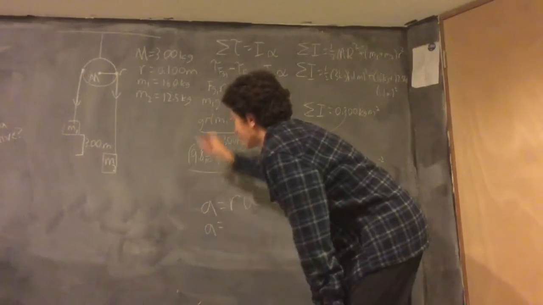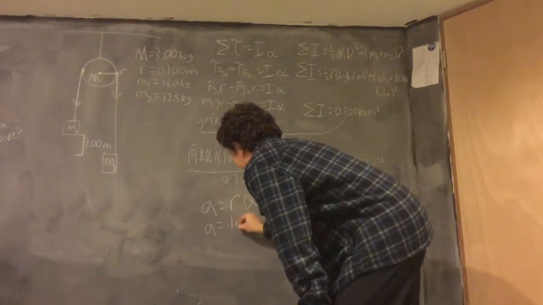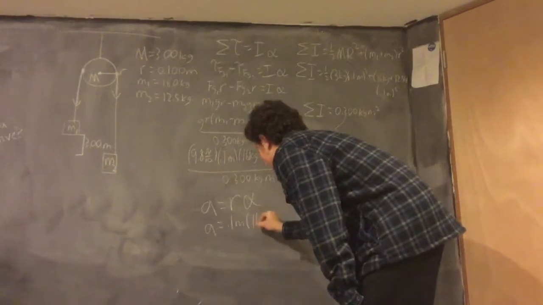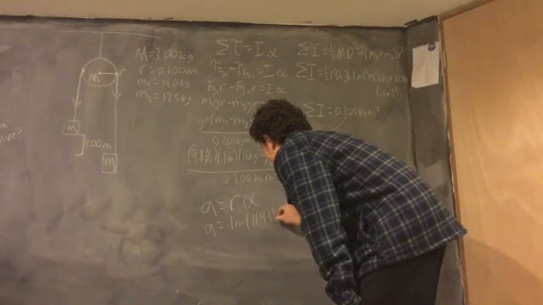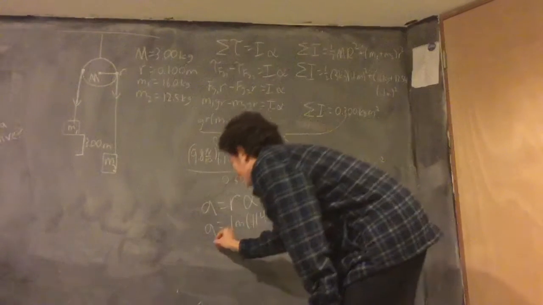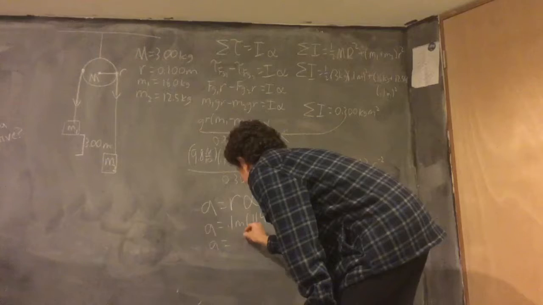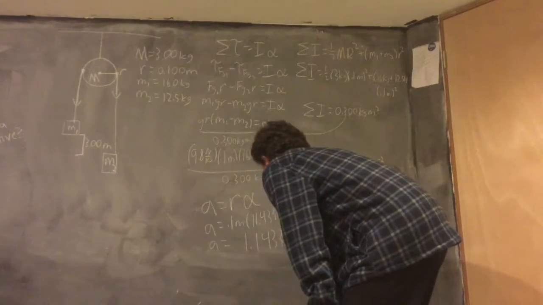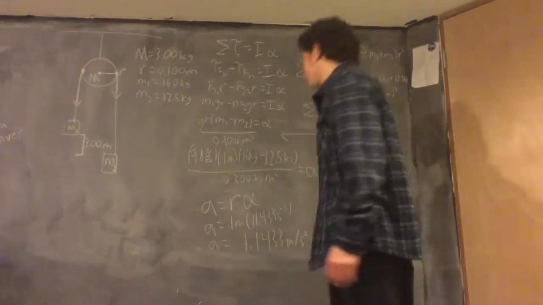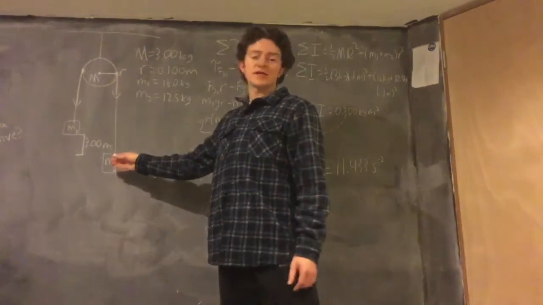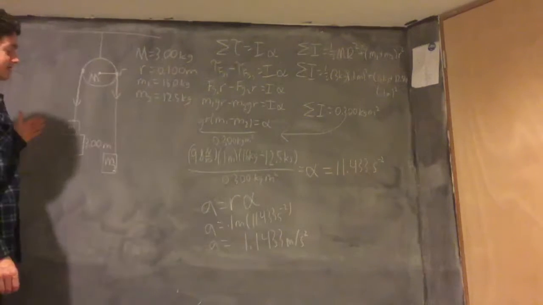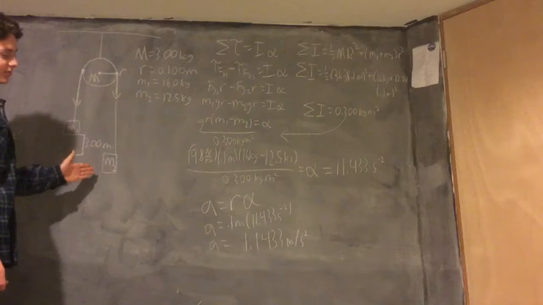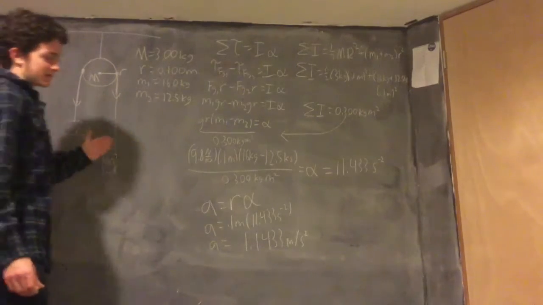So a is equal to the radius, 0.1 meters, times our angular acceleration of 11.433. And this yields a tangential acceleration of 1.1433 meters per second squared. So now I know what acceleration the blocks are moving with. This mass is accelerating 1.143 meters per second squared down, and this one is accelerating 1.143 meters per second squared up.